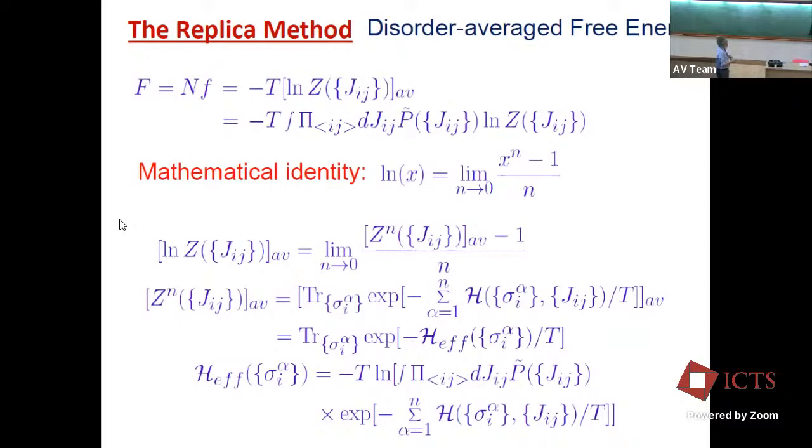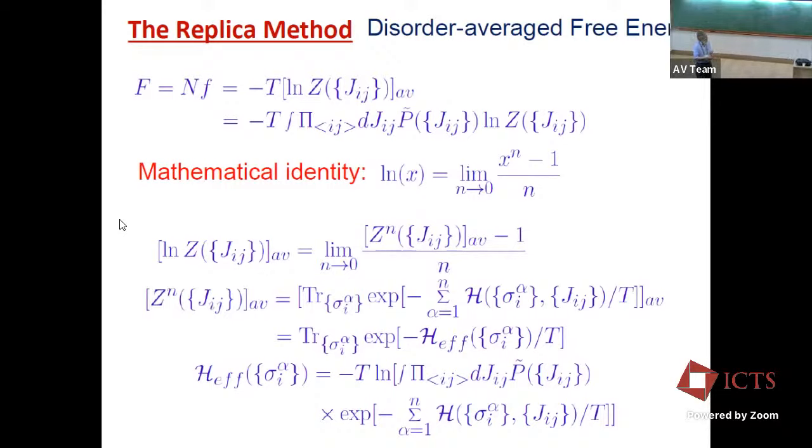And the Z to the n, you write by introducing n replicas of the system with the same Jijs, because you have to take this Z for a particular set of Jijs and then take the nth power. Each replica basically gives you one power of Z. And then this trace you take outside and the average you take inside. And that gives you an effective Hamiltonian written in terms of the replicated spin variables, but which doesn't have any randomness in it, because the Jijs have been averaged over.